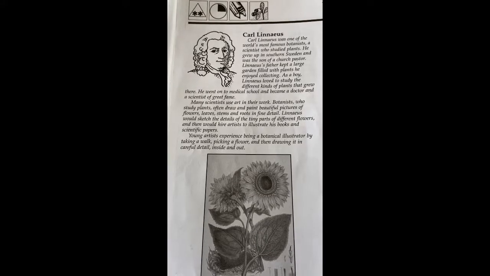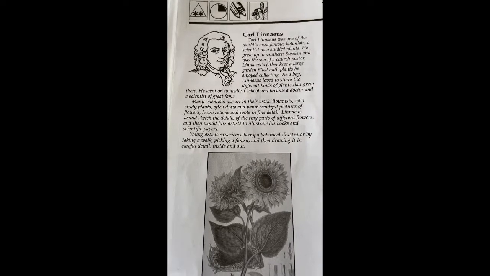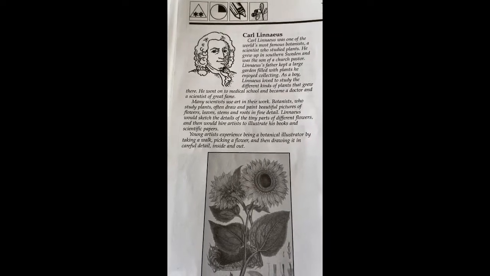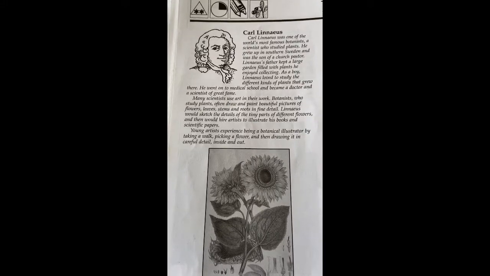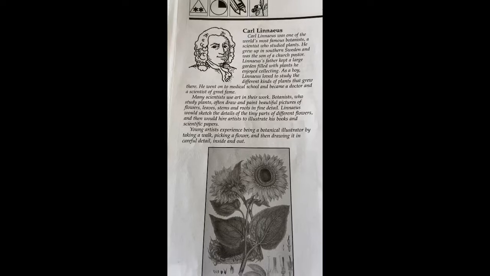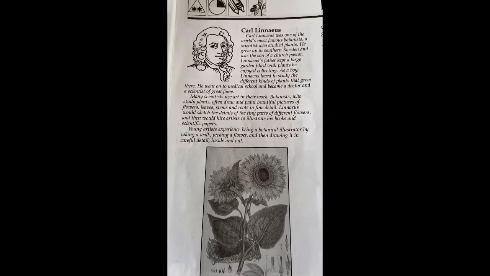Many scientists use art in their work. Botanists who study plants often draw and paint beautiful pictures of flowers, leaves, stems, and roots in fine detail. Linnaeus would sketch the details of the tiny parts of different flowers, and then he would hire artists to illustrate his books and scientific papers.